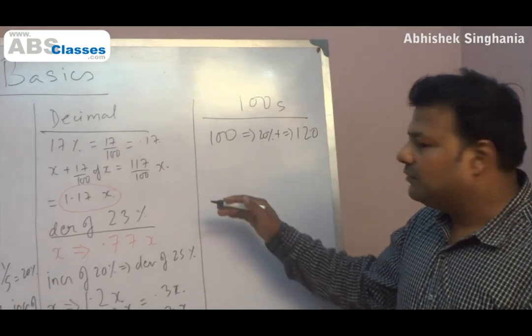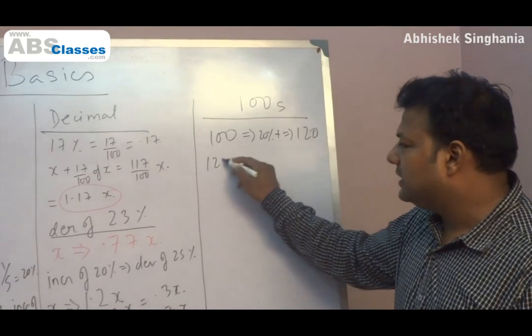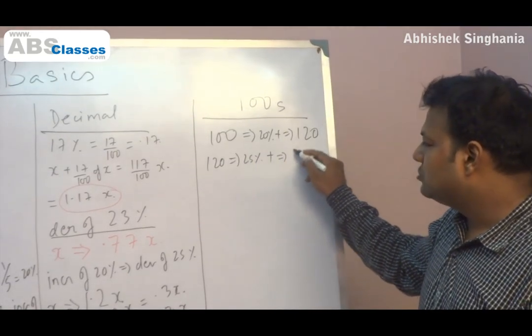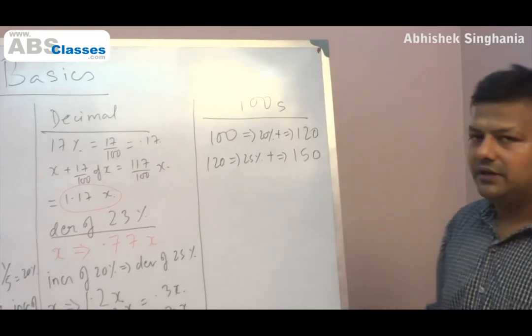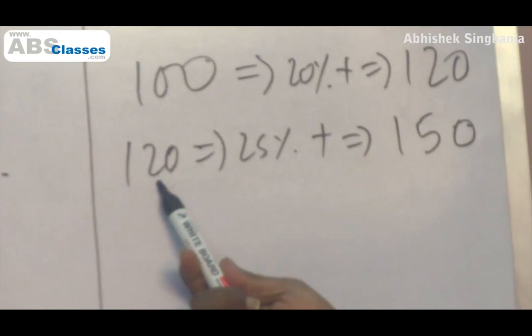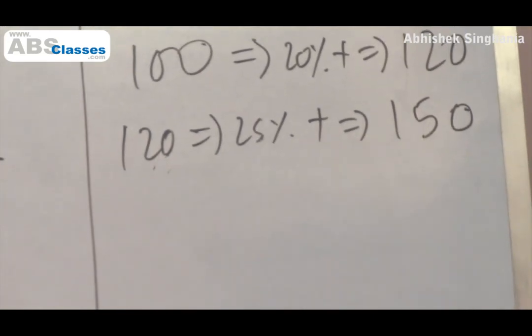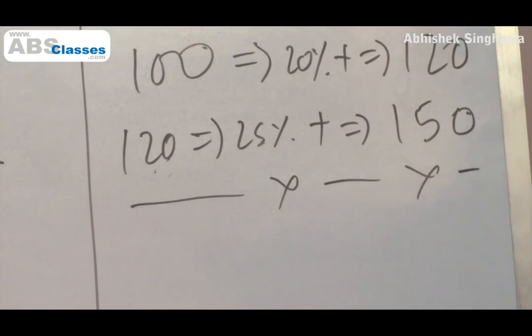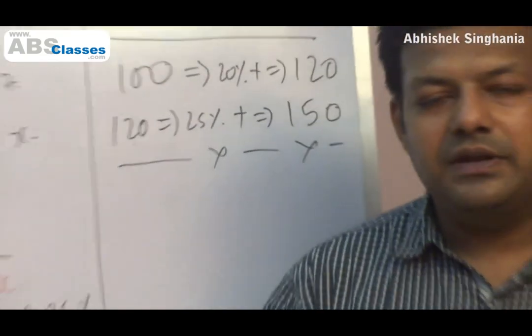Now if again 120 increases by 25%, we know the new number will become 150, because we have to increase 120 by its 25%, or 1/4 of 120, or 30, so 150. So this method often comes in handy when we have to do quick calculations, normally when we don't have to find exact numbers, but we have to compare numbers.